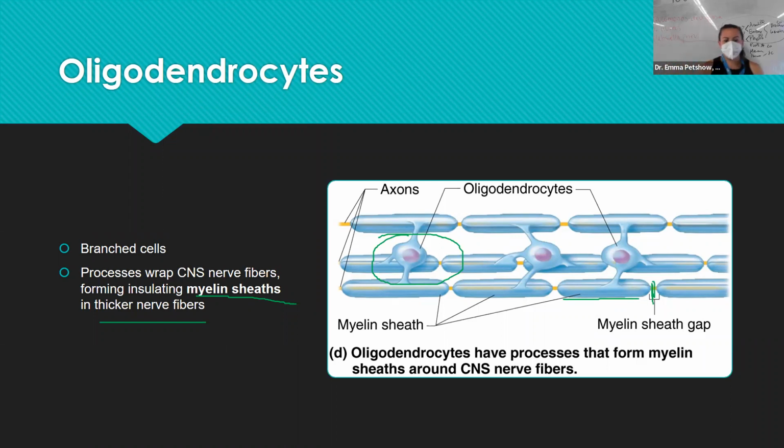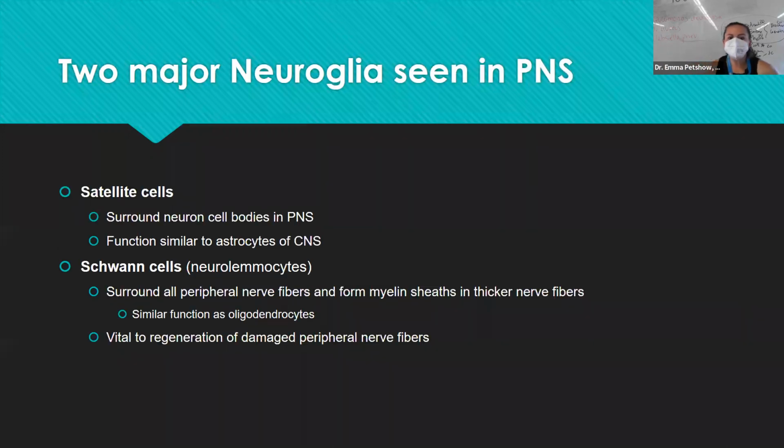And again, this is all in the central nervous system. We're not talking about the peripheral nervous system right now. We're talking all about central. There are then two major neuroglia that we see in the peripheral nervous system. It's important to understand the difference between peripheral and central.